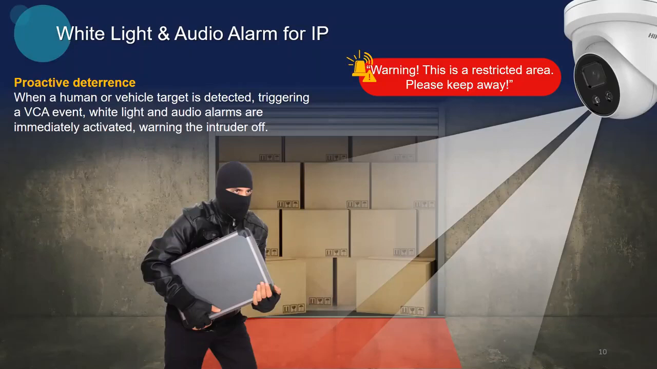So in this case, obviously this intruder has broken a VCA, whether it be line crossing, intrusion detection, or Motion 2. And basically the supplement light illuminated, and simultaneously the audio message, be it pre-recorded or customized, played.